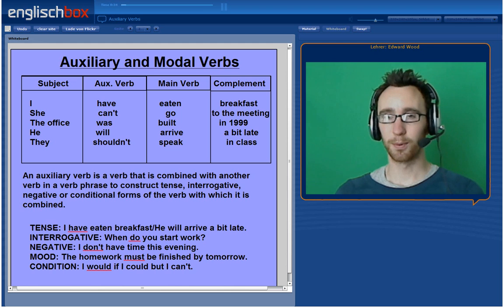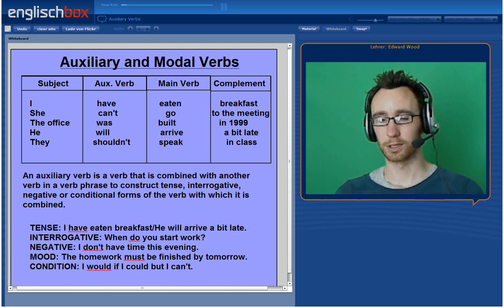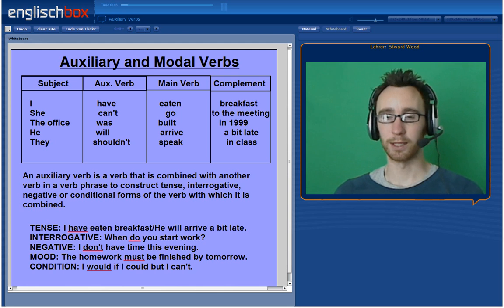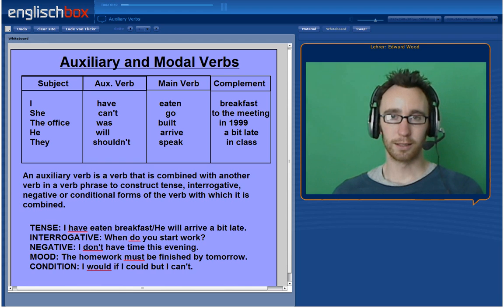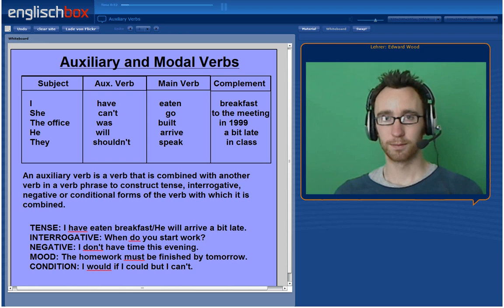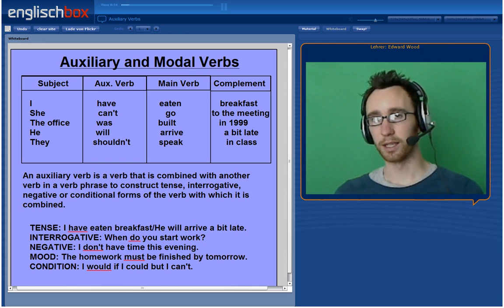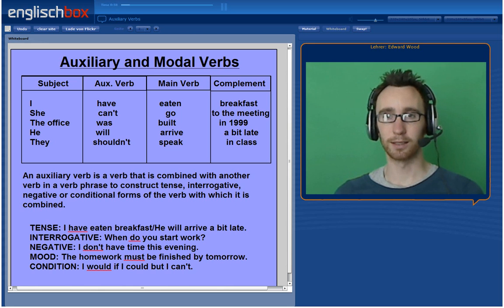So for example, a tense form with an auxiliary verb could include I have eaten breakfast, or he will arrive a bit late. Here the auxiliary verb in the first example, I have eaten breakfast, is used to place the sentence in the present perfect. Similarly with the auxiliary will, it is used to place the sentence in the future.